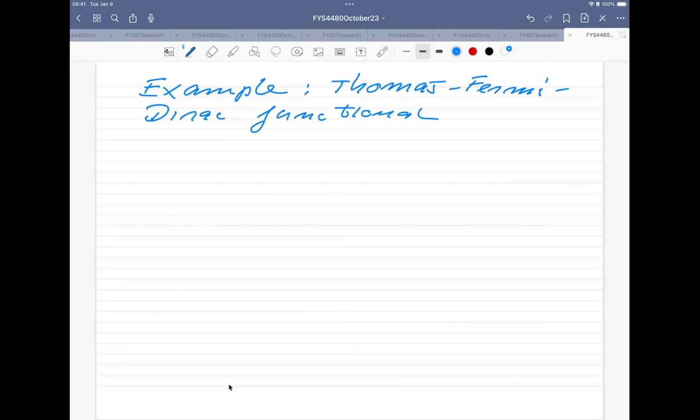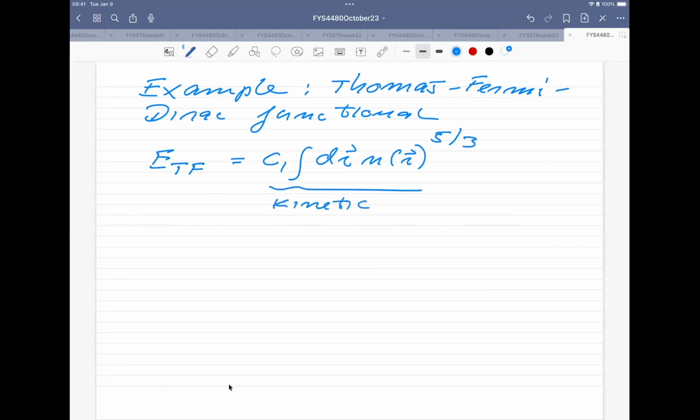And in that case, what we have is a functional where we use the kinetic energy from infinite nuclear mass, the electron gas. So this is given by a C1, and then there's an integral over dr, and this goes like n of r to the power of 5/3. So this is the kinetic energy of the electron gas. So let me just set this up here. Kinetic energy of electron gas. That's the first term.